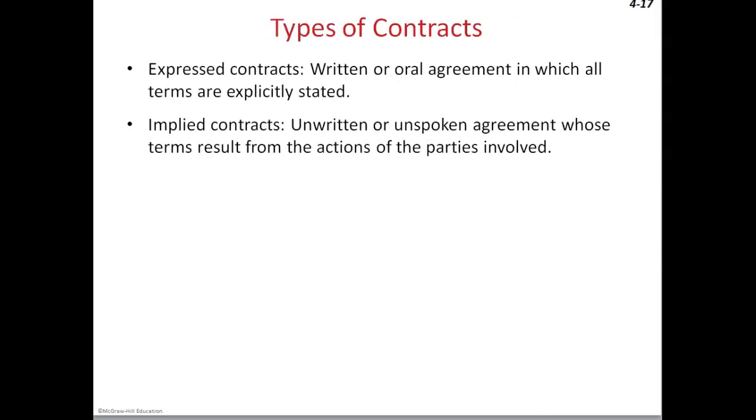There are two main types of contracts: express contracts and implied contracts. Express contracts may be written or oral, and they're an agreement in which all of the terms of the contract are explicitly stated. Implied contracts are unspoken, and their terms are usually the result of the actions of the parties involved.